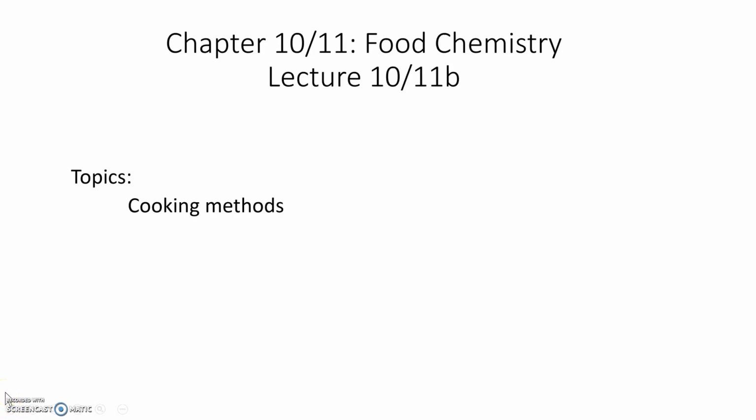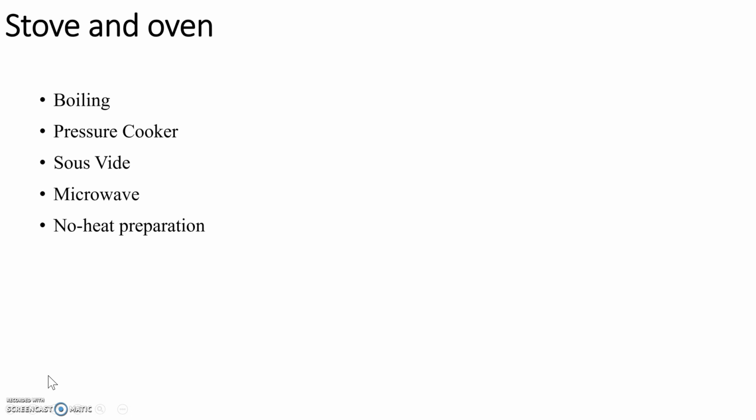In this lecture, we're going to continue our discussion about how chemistry influences our food and our cooking methods. We're specifically going to look at different cooking methods and how they work. Some of the methods we're going to touch on are boiling, pressure cooking, sous vide, microwaves, and then the no heat preparation.